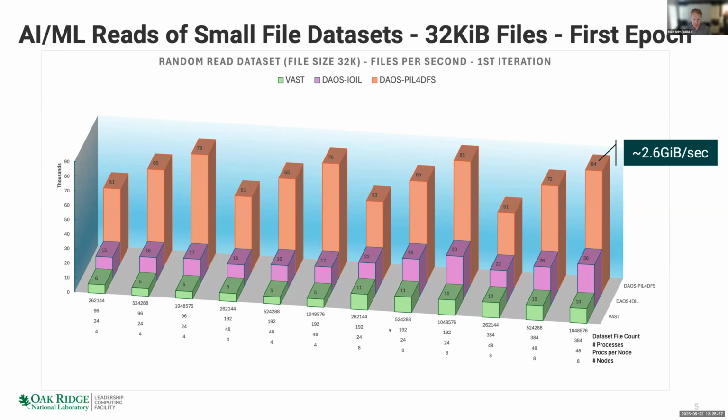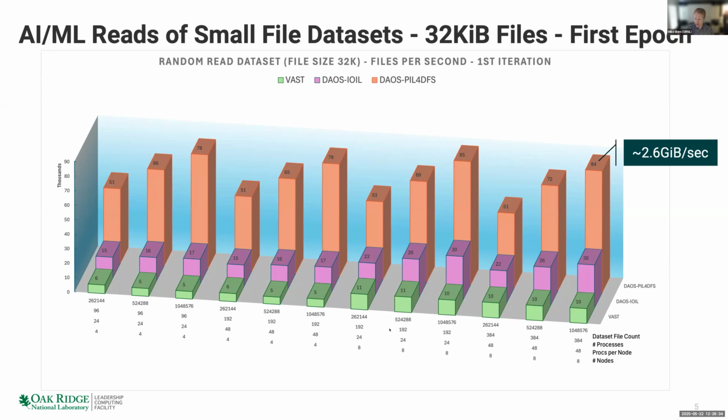Sorry, continue. No problem. One interesting note here is that both IOIL interception and VAST, which we're comparing against, show a kind of stepwise behavior when we increase the node counts. If you look at the bottom, you see where it goes from 4 to 8, and you can see that the relative performance jumps up a level. The other thing that's interesting here is VAST doesn't have any increased performance from increasing the number of files in the data set, whereas we do see that for both DAOS interception methods.